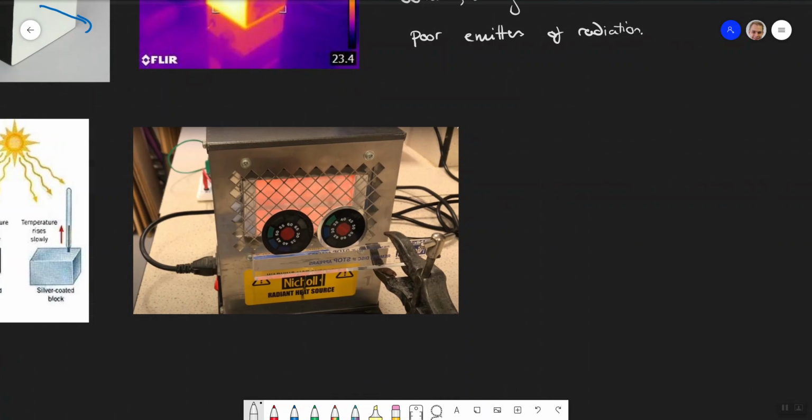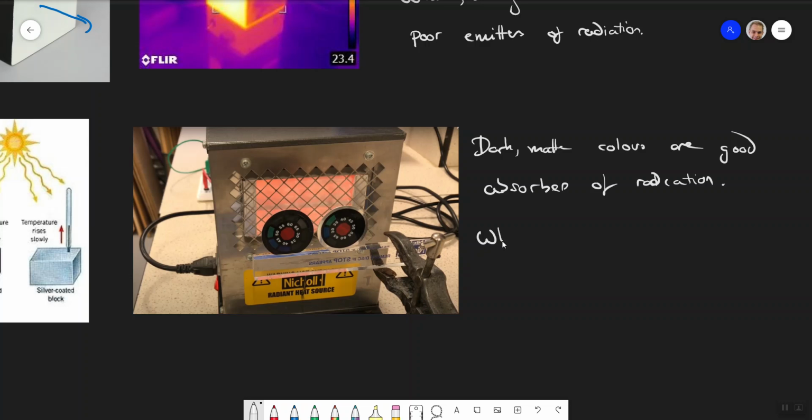And what we get here is that dark, matte colors are good absorbers of radiation. White, shiny colors are poor absorbers of radiation.